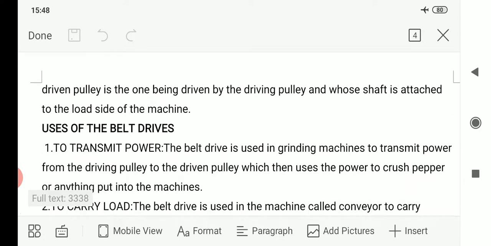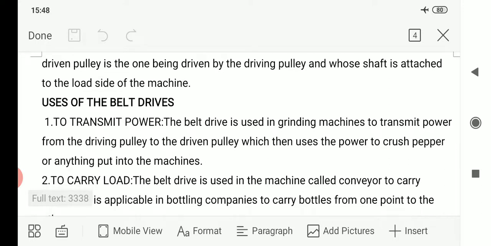Uses of the belt drive. Though there are many things that we can use belt drive for, about 3 of them are listed in this lesson notes. The first one listed here is transmission of power from one point to the other. Example of this is in the grinding machine. So the power is transmitted from the driving pulley to the driven pulley, which then uses the power to crush pepper or anything put into the machine.